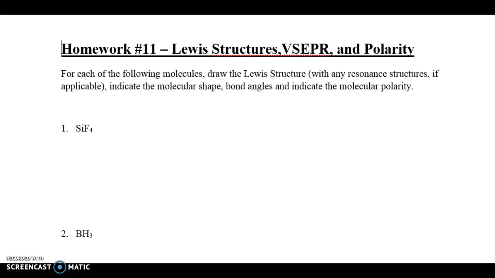I want to review some of the things on homework 11. Okay? We're going to do basically the same thing we just did on that prior page. Excuse me, we're going to start with the Lewis structure. So I need to know valence electrons for silicon. I have 1, 2, 3, 4. Fluorine has 7. 7 times 4. So 28 and 4 is 32. So let's lay this out.